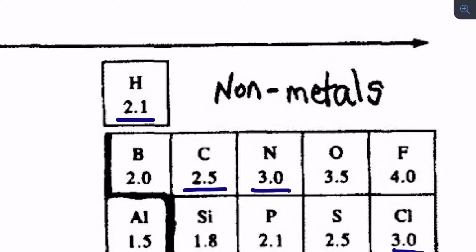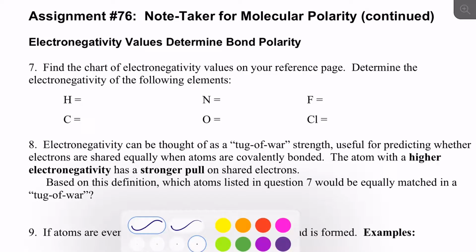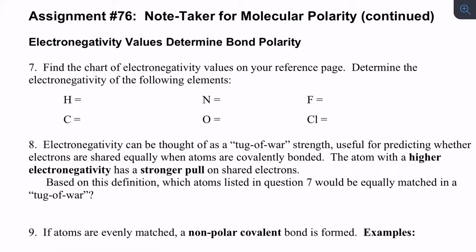These numbers determine how strong they are. The higher the number, the stronger it is. So fluorine is our strongest element. It's going to pull electrons towards it very strongly. So we can fill this in back here. Hydrogen was 2.1. Nitrogen is 3.0. Fluorine is 4.0. Carbon is 2.5. Oxygen is 3.5, and chlorine is 3.0.